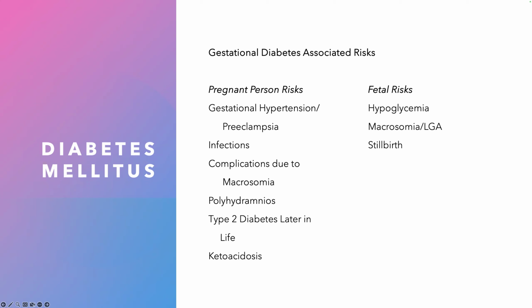For the baby, hypoglycemia, just like we talked about, especially when that cord is clamped because they're used to the higher blood sugar levels. These babies are not smaller because these patients typically don't have the issues with their vessels, because this is not a pre-existing issue. These babies are typically bigger, and then also stillbirth.